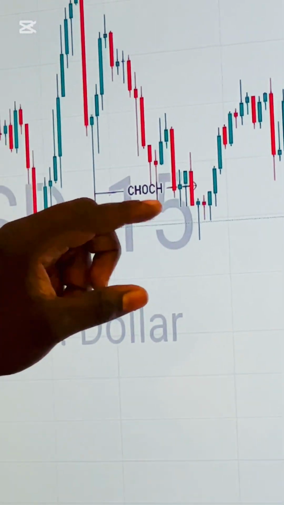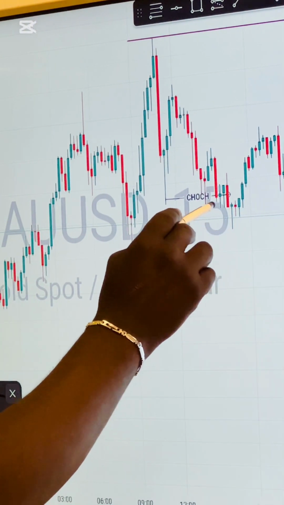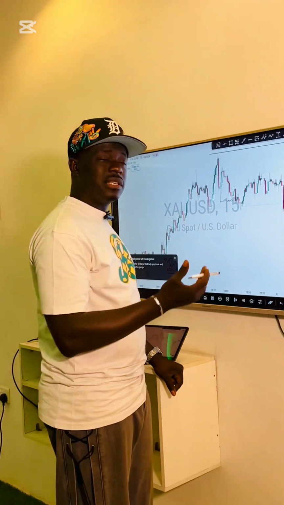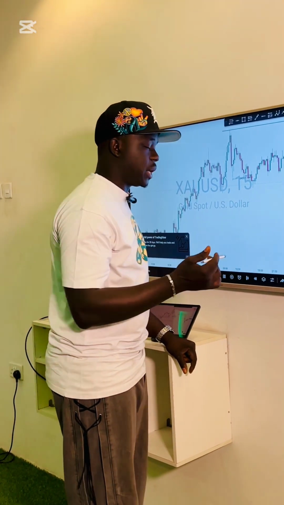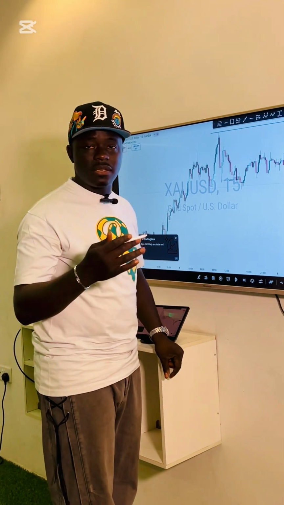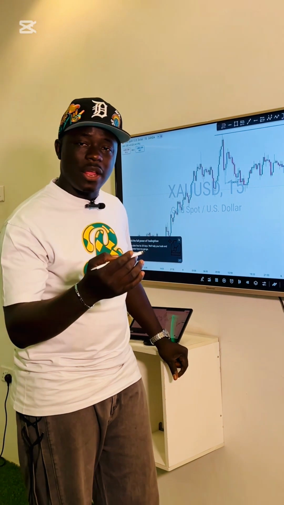So now that price has closed with a body, we are going to consider this as a change of character. But still, change of character alone is not enough confluence for us to get into the market. You don't just say, okay, because we have gotten a change of character, then we are going to sell the market. That's not how things are done. So you have to wait for another break of structure.